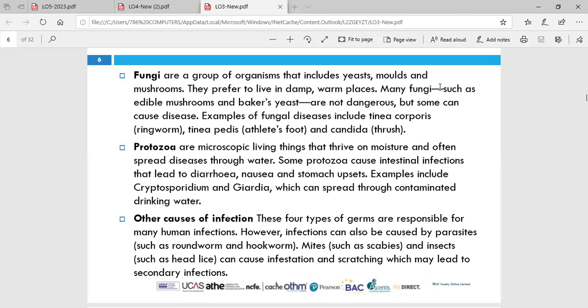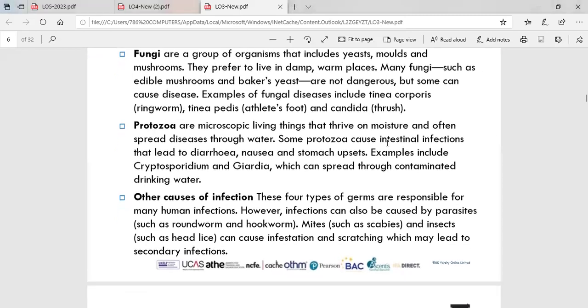Yeah. So they're fungi that may be edible mushrooms. Baker's yeast, they're not dangerous, but some can cause disease also. So you have Tinea corporis, which causes ringworm. You have Tinea pedis, which causes athlete's foot, and then Candida, which causes thrush in different places within the body.